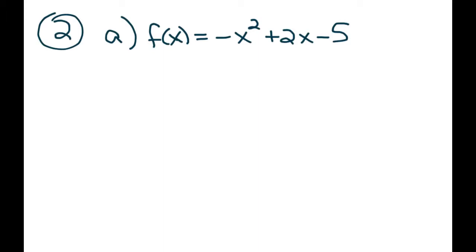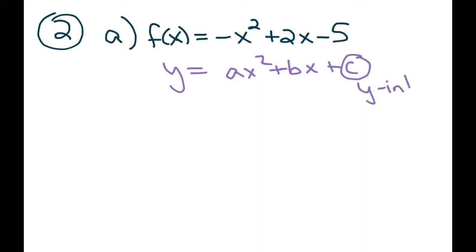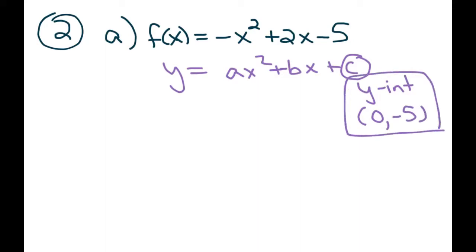I'm going to start with the y-intercept because when an equation is written in standard form, y equals ax squared plus bx plus c, c is the y-intercept. So in this case, the y-intercept is (0, negative 5). Remember, the y-intercept is where x is equal to 0. The axis of symmetry is always found using the equation x is equal to negative b over 2a.